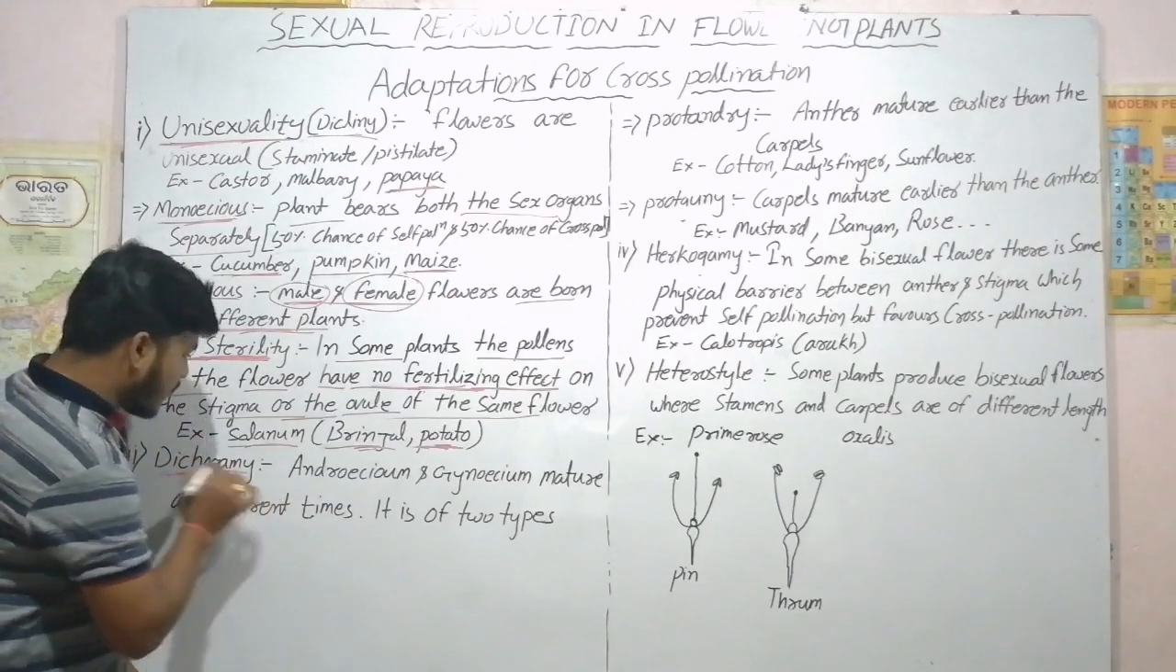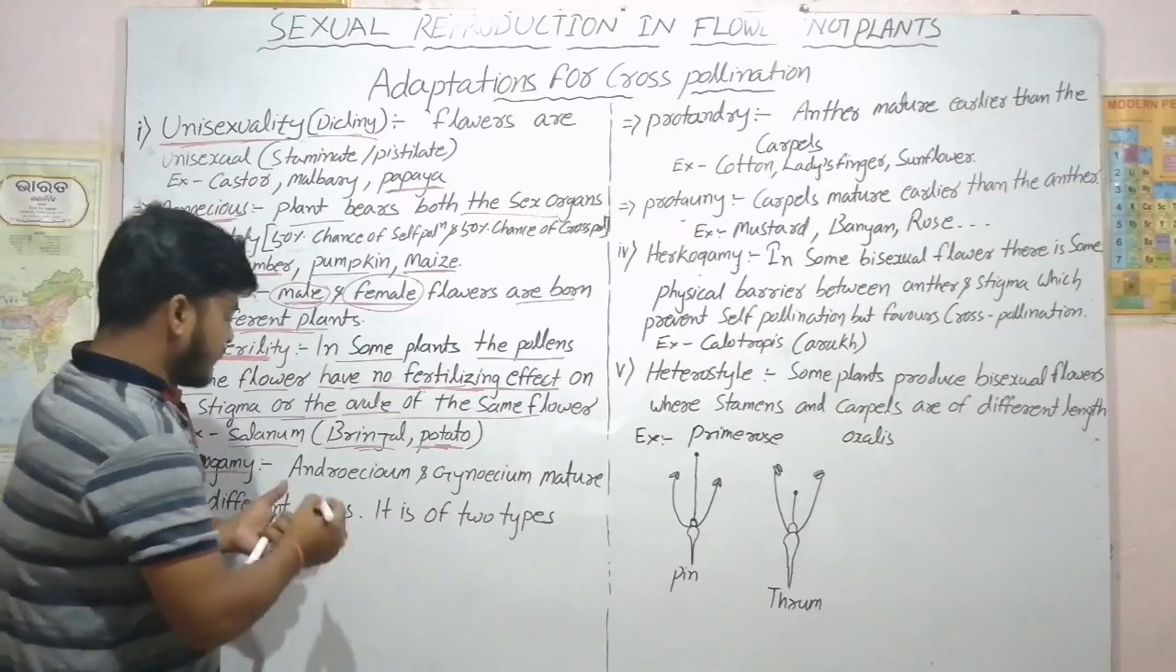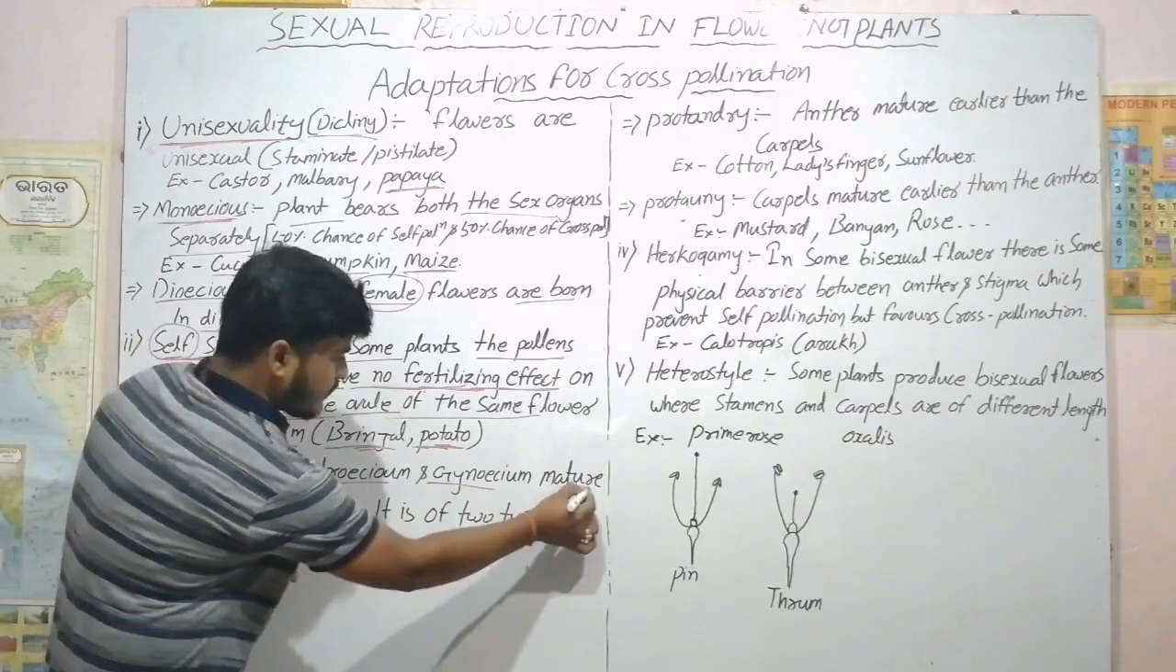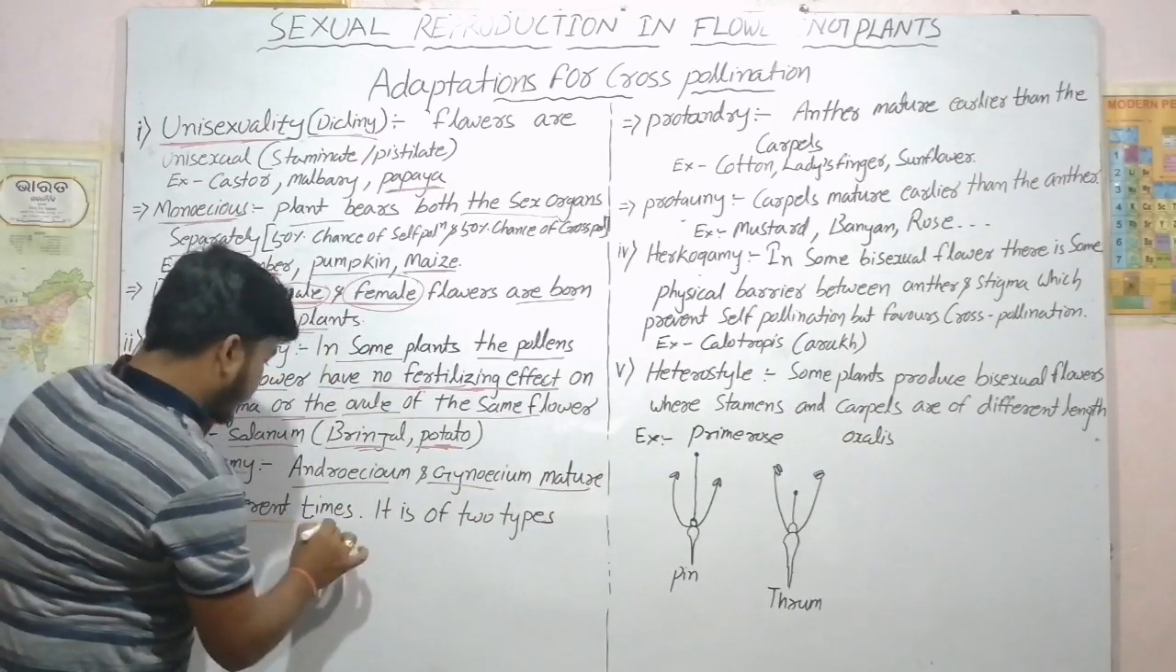Next, dichogamy. In the dichogamy condition, the androecium and gynoecium mature at different times.